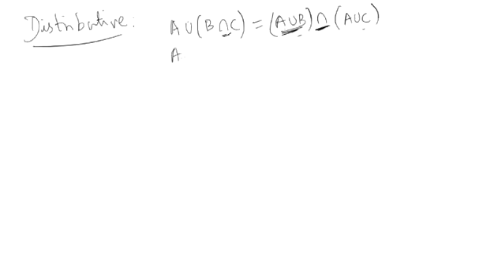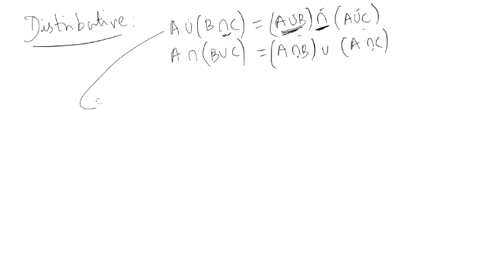What's the second version? A intersection B union C is equal to A intersection B union A intersection C. So here union is distributed. Union is distributed across these two sets. Here intersection is distributed across these two sets. Okay, fine. So let's try to prove this taking LHS.